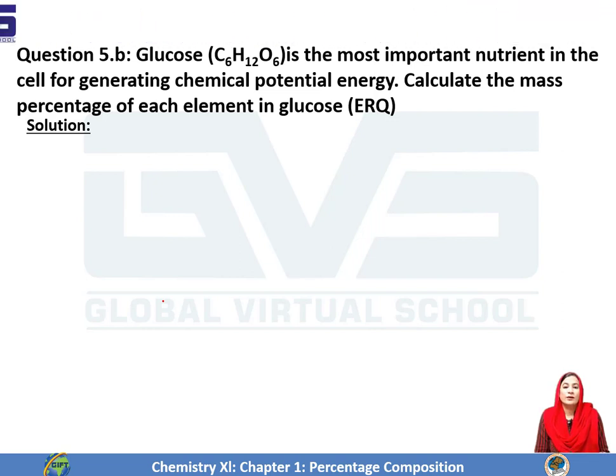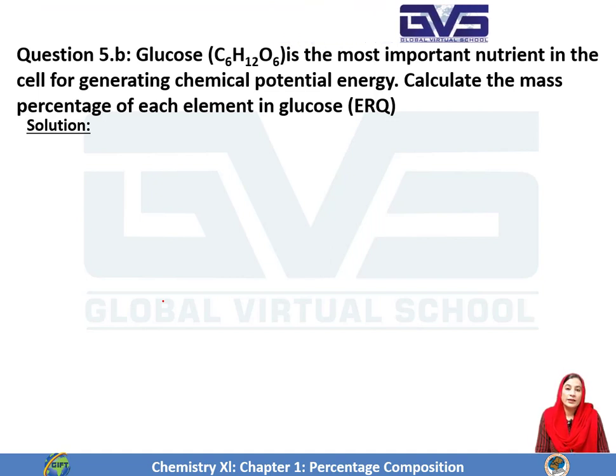So first of all, look, glucose is a compound. It is made of 3 elements: carbon, hydrogen and oxygen. In this compound there are 6 carbon, 12 hydrogen and 6 oxygen. So you have to find out the mass of each element as a percentage composition in this compound. First of all, you have to write the data.